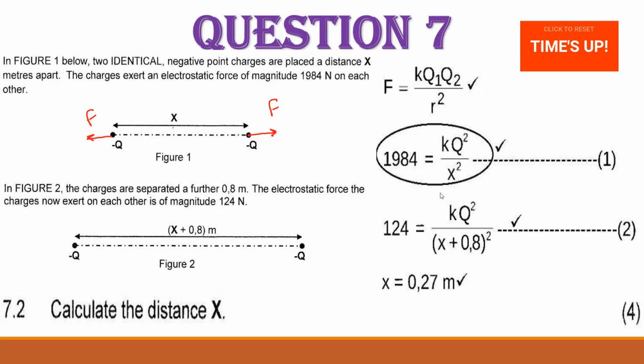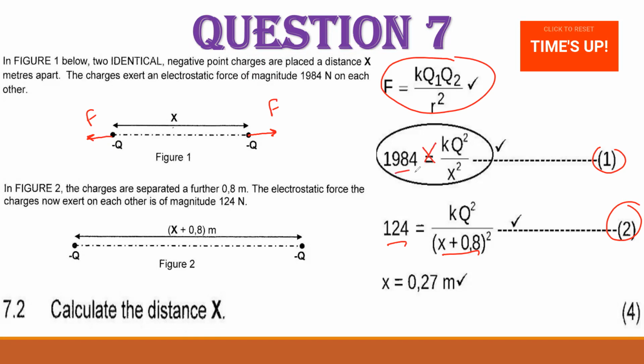squared over x squared. So for the next position, now you have F equals the same formula I'm using. Now F is 124. K times Q1 times Q2 making Q squared, and then over (x plus 0.8) squared, because this is my new distance. I'm using these two equations and then getting x. How are we getting it? Maybe you can use this way.